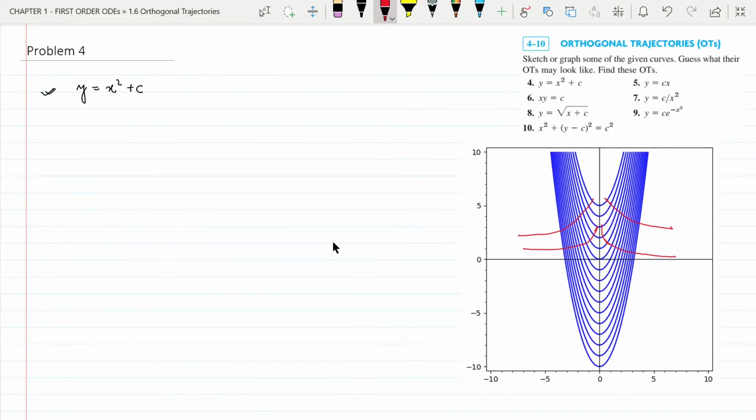After finding these orthogonal trajectories, at the end we will graph both the original family of curves and the orthogonal trajectories to see what they actually look like. So let us solve the given equation. We've been given a family of curves. First we have to find the corresponding differential equation. For that we will differentiate the given family of curves, and from this we can write y dash equal to 2x, and this is the ODE of this family of curves.